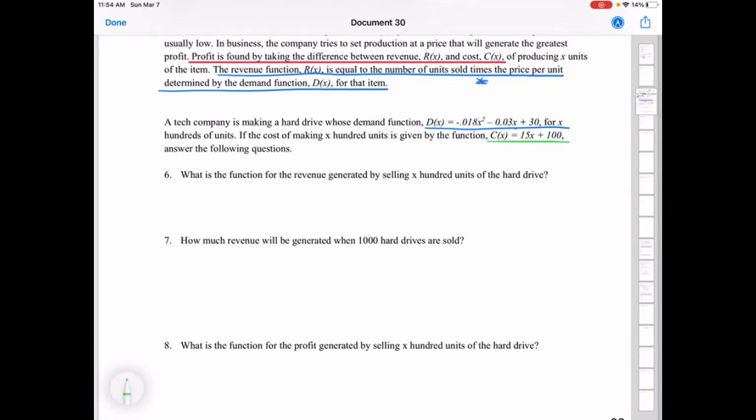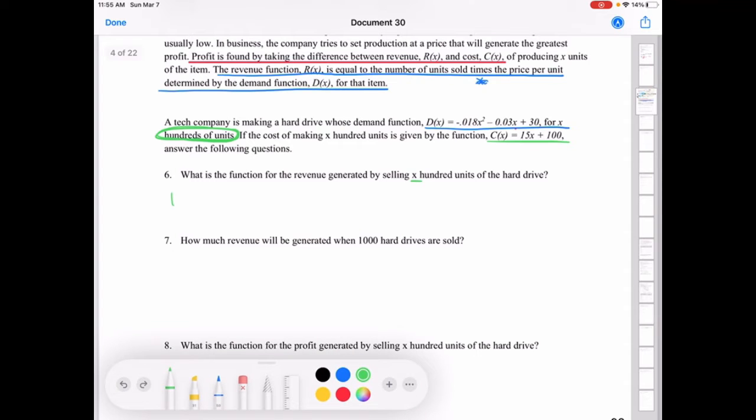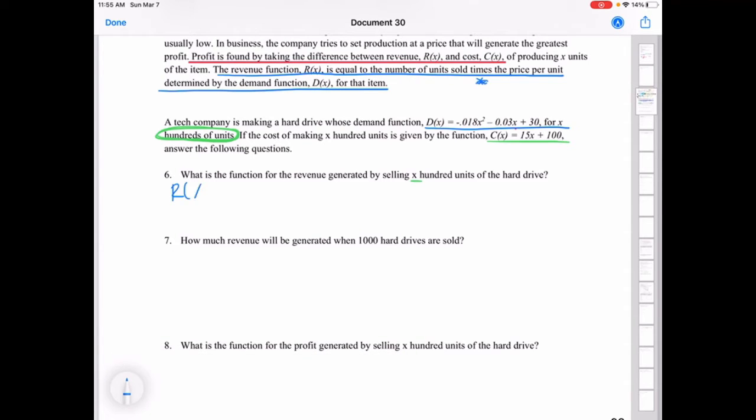So it asks, what is the function for the revenue generated by selling x hundreds units of the hard drive? Well, we already know that the units are already in hundreds of units, so we don't need to worry about changing this. We can just use x as our variable for this number. So we're going to say, okay, the revenue is equal to the number of units sold, which is x units, times the price per unit, which is determined by this d of x.